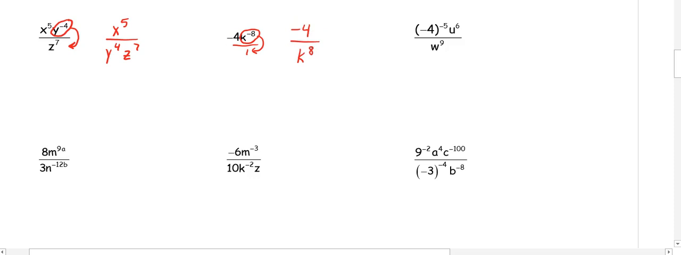In our next problem, we have parentheses negative 4 to the negative 5th, u to the 6th, and w to the 9th. The only negative exponent here is that parentheses negative 4. So we're going to move that into the denominator. So u to the 6th stays in the numerator, and then we have parentheses negative 4 to the 5th, w to the 9th.